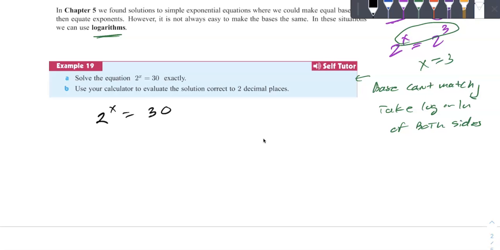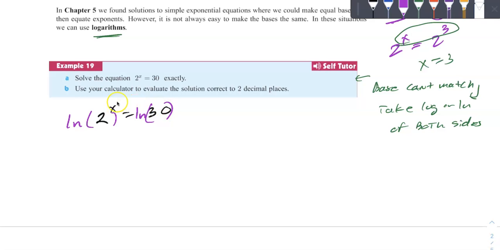So let's say we have that. I can't rewrite 30 to make it a power of 2. It's not possible. Remember, my powers of 2 are 2, 4, 8, 16, 32. 30 doesn't fall in that. So what you do is you take the natural log of both sides, like that. So it's natural log of this, natural log of that.